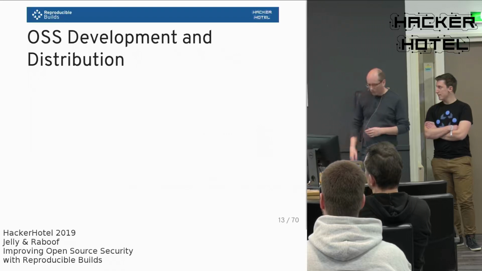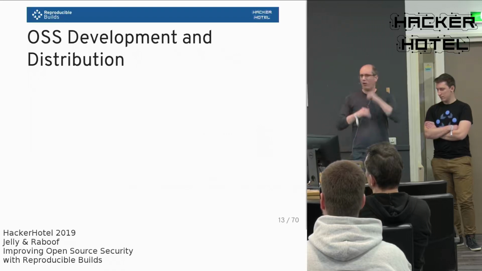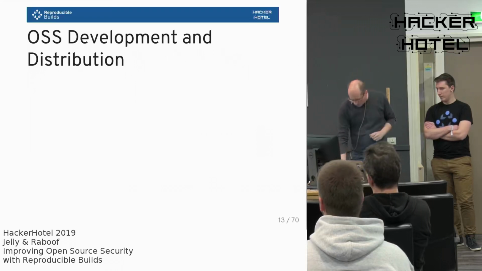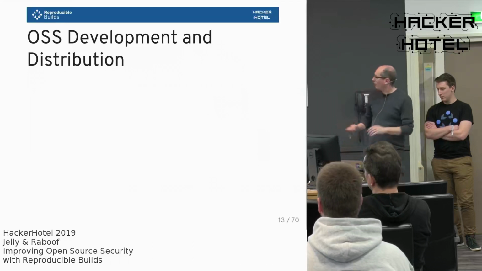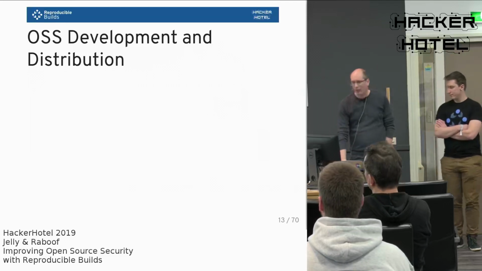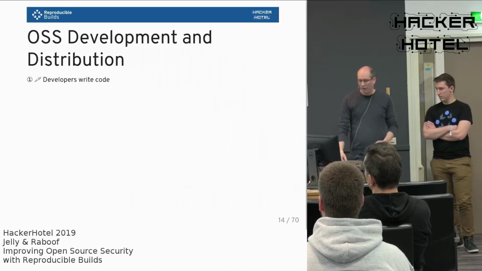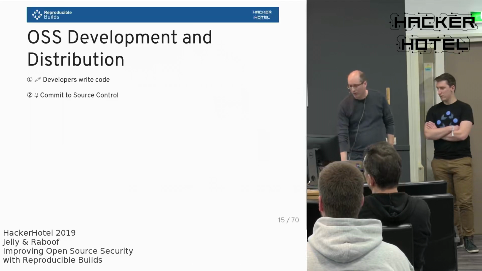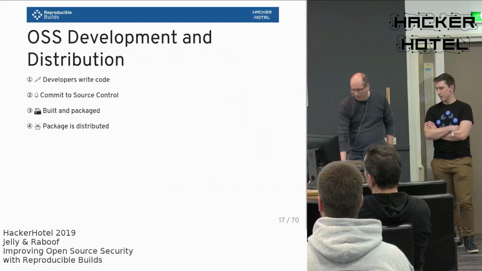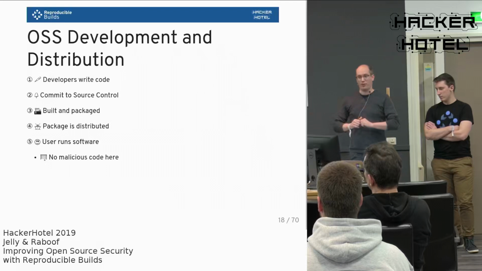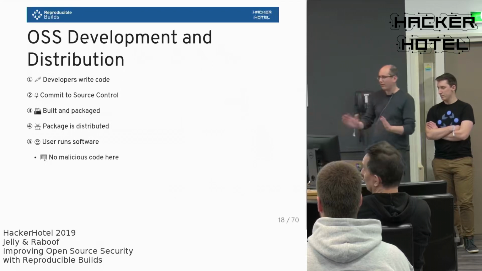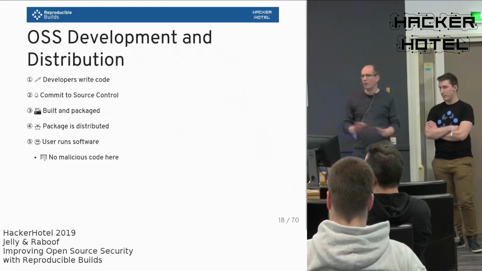Okay, so let's look at the open source development pipeline in a little bit more detail to see where Reproducible Builds fits. So I think in a bird's eye view, the development process looks like the developer writes some code, commits it to source control, then builds and packages it, the package is distributed, and then the user runs the software. Now let's take a quick look at what can go wrong and what we can do against it.